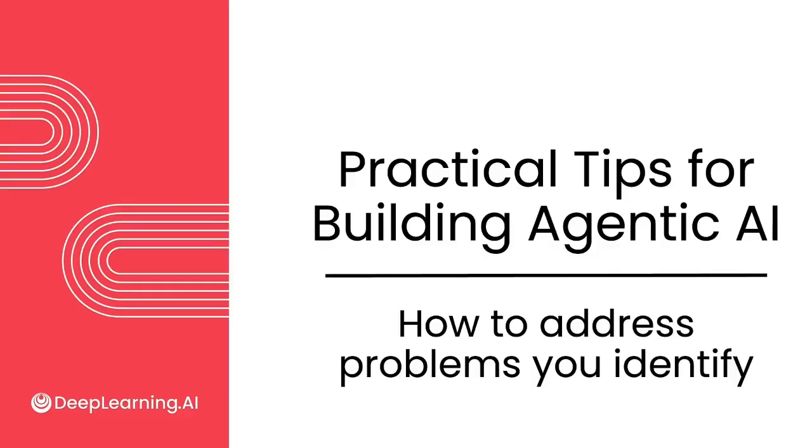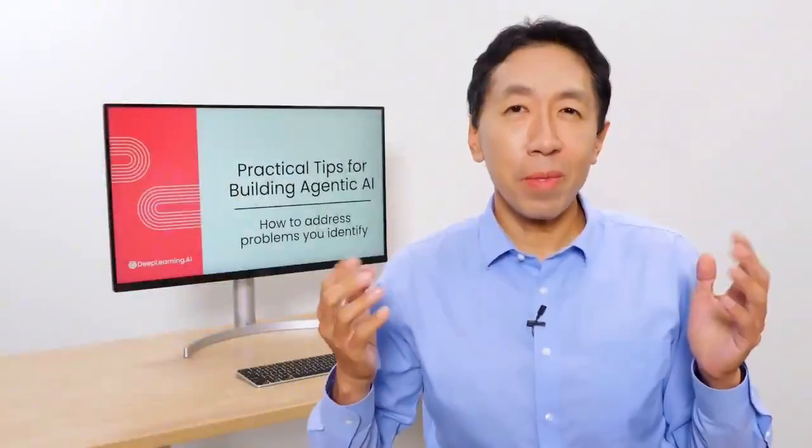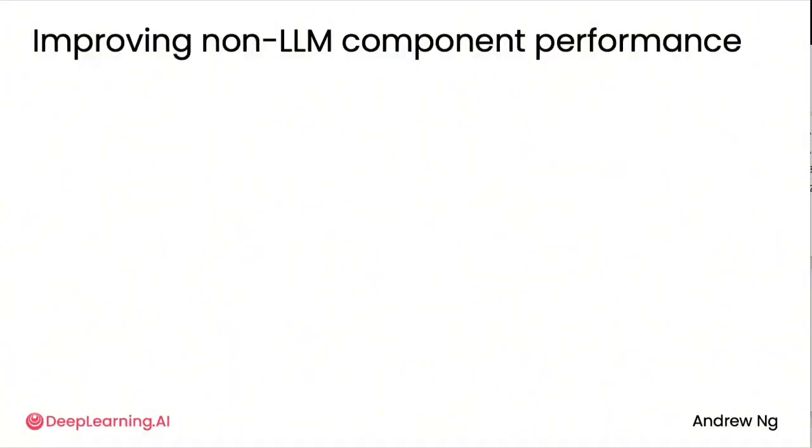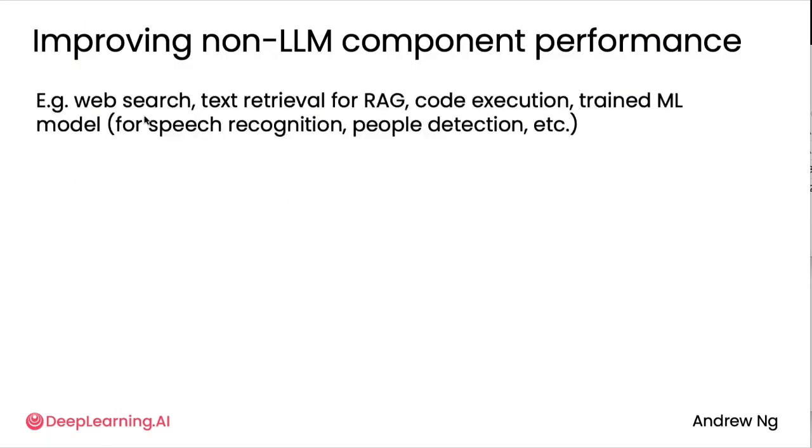An agentic workflow may comprise many different types of components, and so your tools for improving different components will be pretty different. But I'd like to share with you some general patterns I've seen. Some components in your agentic workflow will be non-LLM based, so it may be something like a web search engine or a text retrieval component if that's part of your RAG or retrieval augmented generation system, something for code execution, or maybe a separately trained machine learning model, maybe for speech recognition or detecting people in pictures and so on.